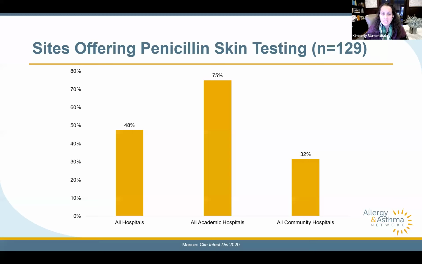This was a survey we did in 2020 of 129 sites. And you can see that these are the ones offering penicillin skin testing. Of all hospitals, under half had penicillin skin testing, and these were all US hospitals that had antibiotic stewardship programs participating in this certain survey. So it really does seem that even antibiotic stewardship savvy hospitals did not have access to penicillin skin testing. It was even lower at community hospitals, just 32% had access to penicillin skin testing.